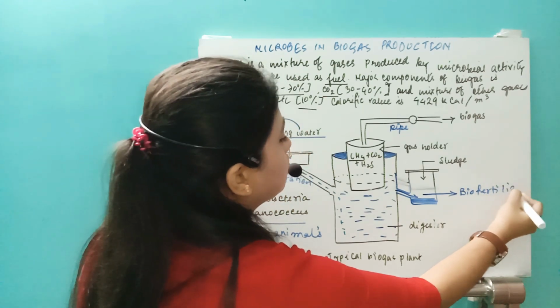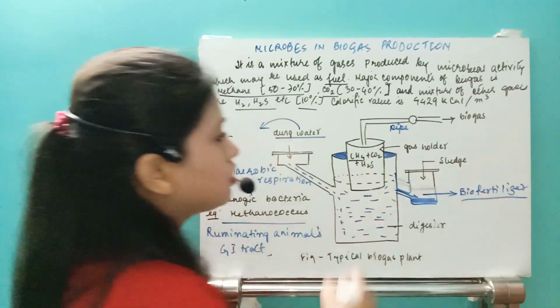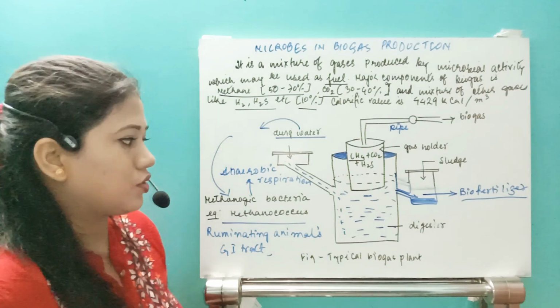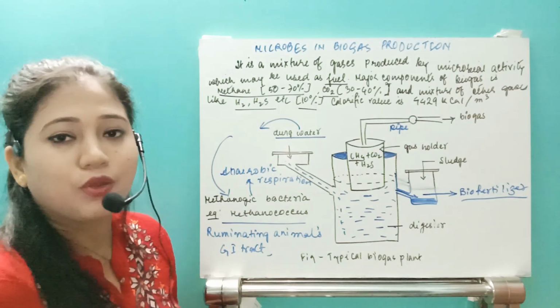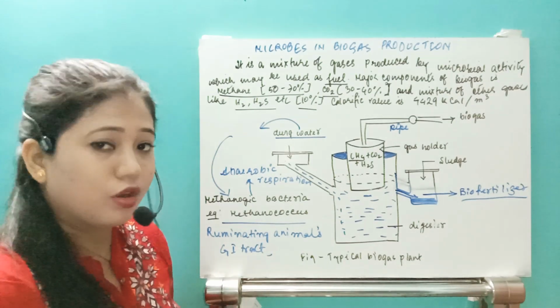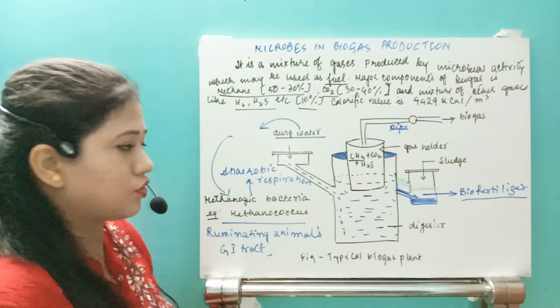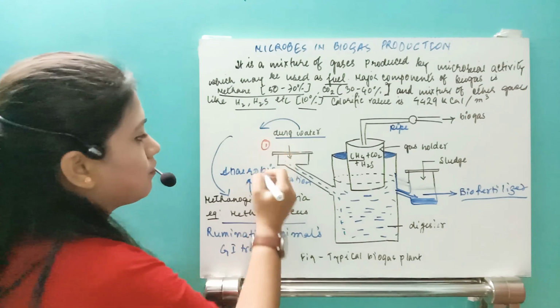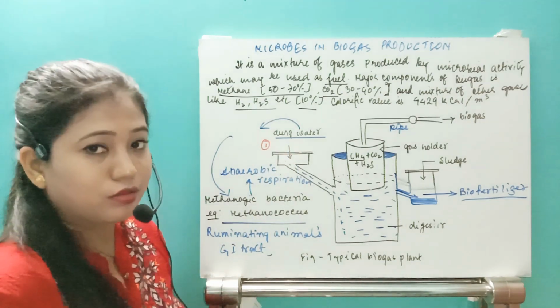Okay, so this is very much important, remember that. So this is the biogas production plant. How this biogas production plant works, you have to know. First step: this inlet is fed with a cow dung and water mixture.